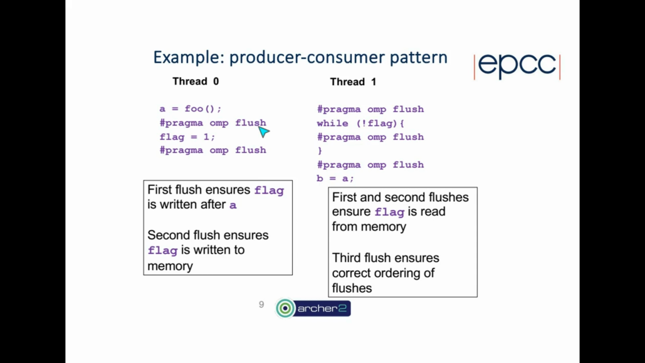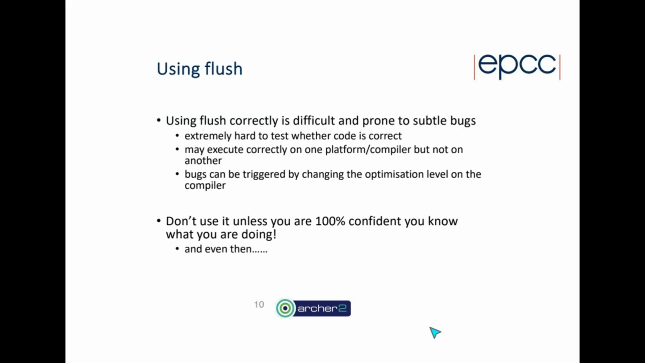Okay, it's kind of hard to visualize why this goes wrong, how this goes wrong, but it has to be there to obey the rules. And that's why programming with explicit flushes is really difficult. Okay, so it's hard, it's prone to subtle bugs.